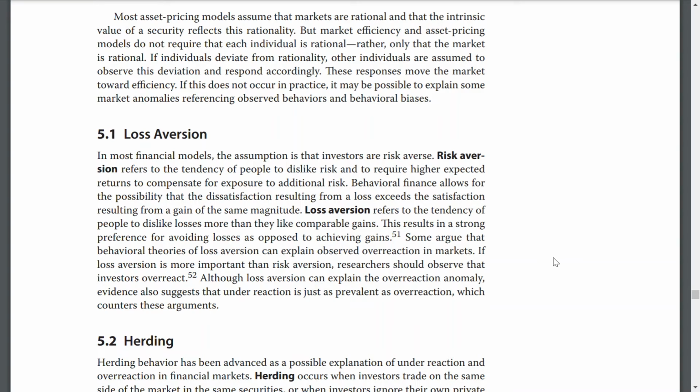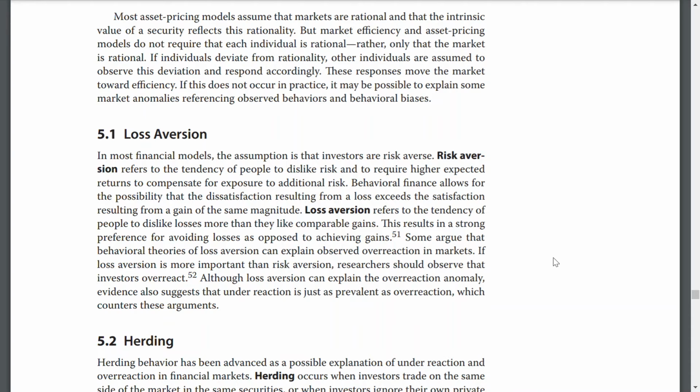accurately reflects this rationality, but market efficiency and asset pricing models do not require that each individual is rational, only that the market is rational. If individuals deviate from rationality, other individuals are assumed to observe this deviation and respond accordingly. These responses move the market toward efficiency. If this does not occur in practice, it may be possible to explain some market anomalies by referencing observed behaviors and behavioral biases.